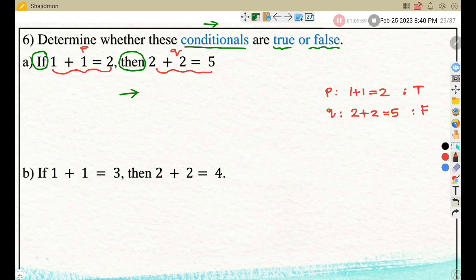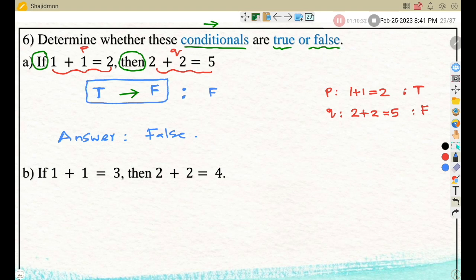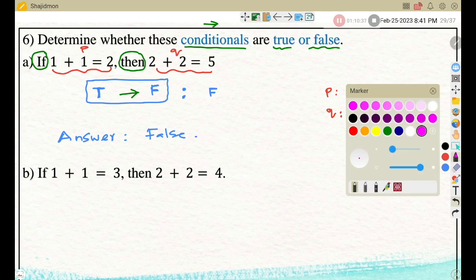So, how to write the answer? We can say 1 plus 1 equal to 2 means true, and 2 plus 2 equal to 5 means false. True implies false. What is the answer? True implies false. True never gives false. So, it is false. Correct? So, what is the answer we are writing? Answer is false. Hope you understood. Okay. You can check the truth table if you want. We studied true one-sided arrow false, true implies false means false. Okay. Now we will go to the next one.